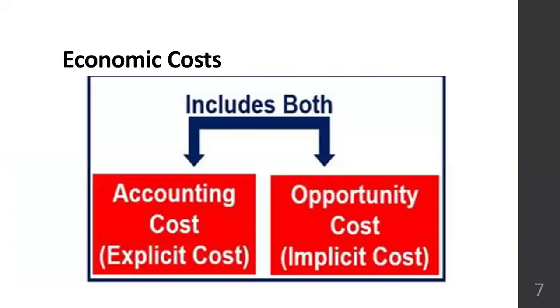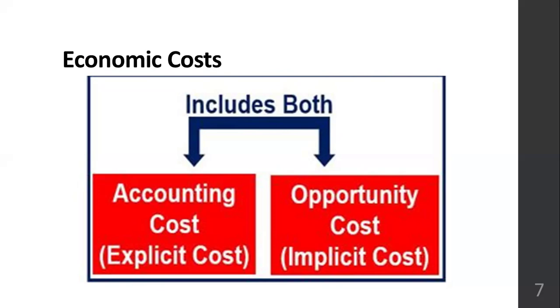Economic cost includes both accounting cost and opportunity cost. Accounting cost we have seen: direct, indirect, fixed, variable, operational. They all come under accounting cost. These are explicit costs. Opportunity cost is implicit, which means it hasn't occurred. It's more of a thought process.